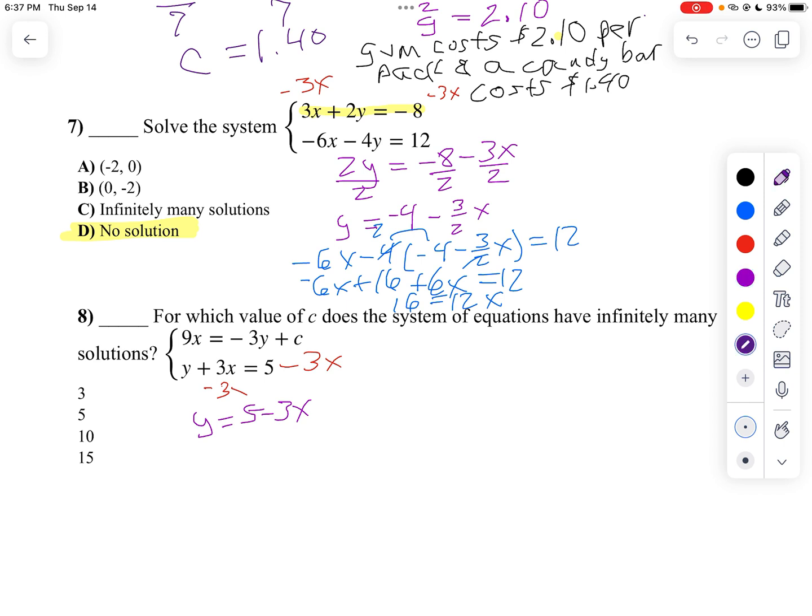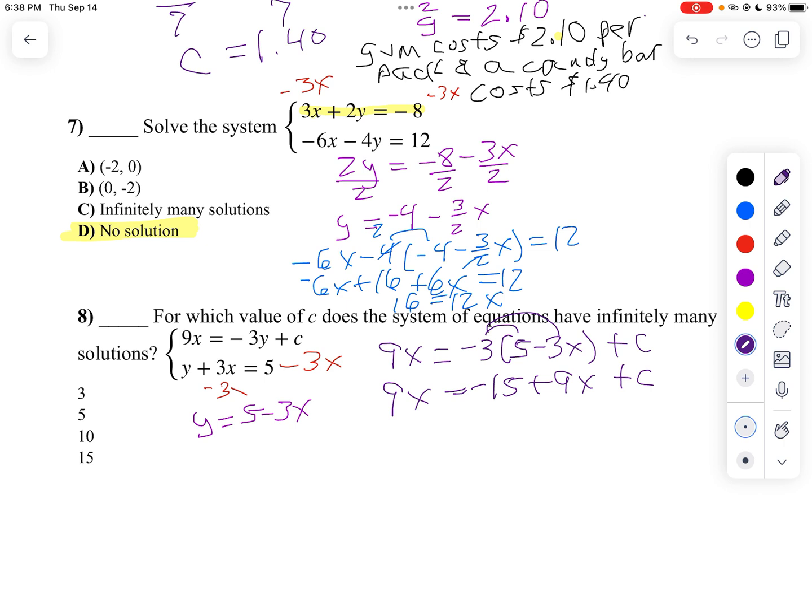So I will say 9x equals negative 3 times 5 minus 3x plus c. And I want to solve for c. So this seems kind of weird what we're doing, but we're going to find out here. So 9x, distribute my negative 3. I'll get negative 15 plus 9x plus c. Now I want to get c by itself.